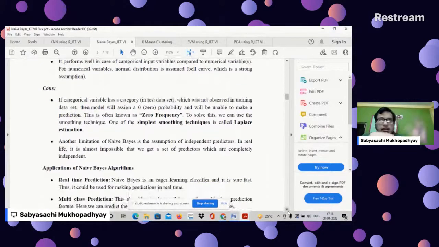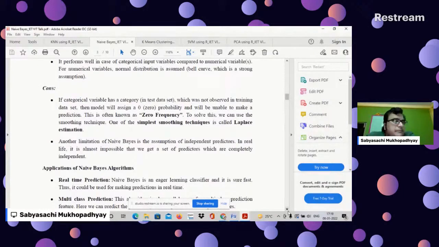Definitely, there are some cons also. If the model has not seen the feature during the training period, what will happen? The probability will be considered zero. For example, we want to predict a certain category, but during the training of the data set that particular category did not exist. Then what probability will be assigned to it during testing? It will be zero because the model has not seen that particular feature. This type of scenario is called the zero frequency scenario. Okay, and that can be overcome using a simple smoothing technique like the Laplacian estimation.